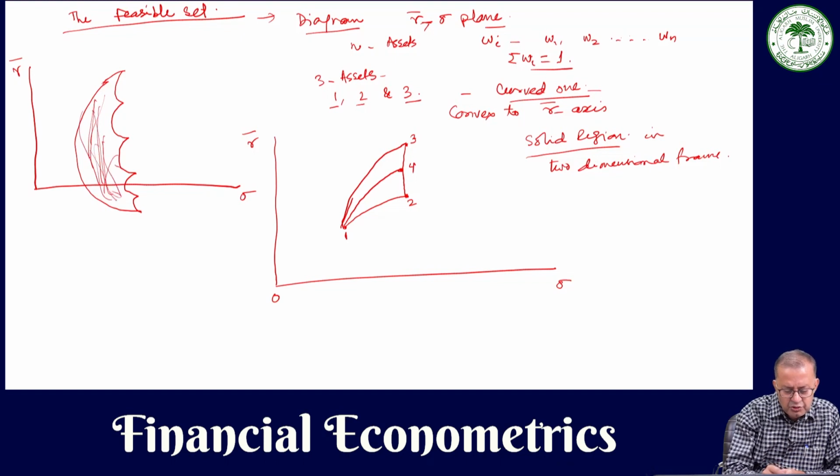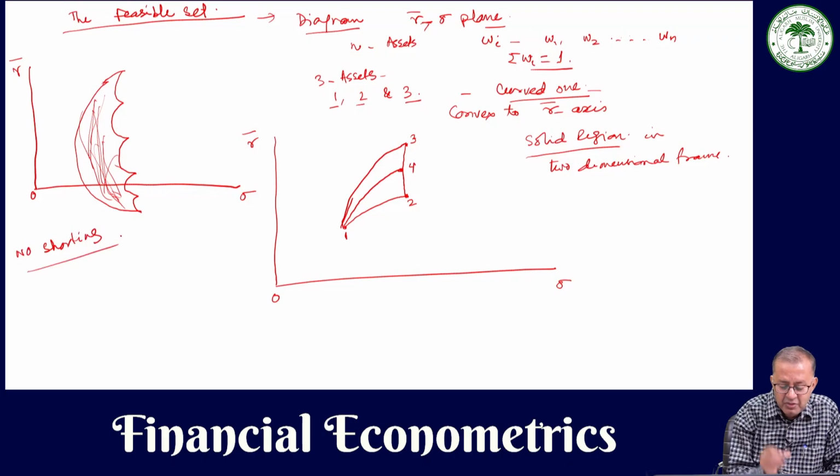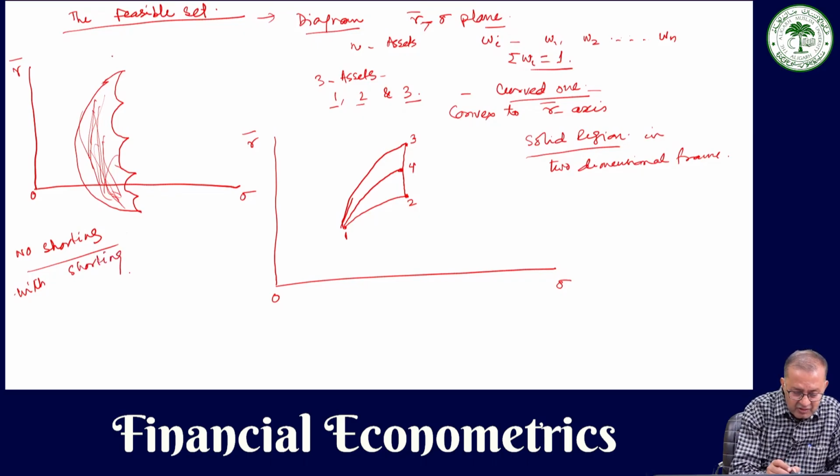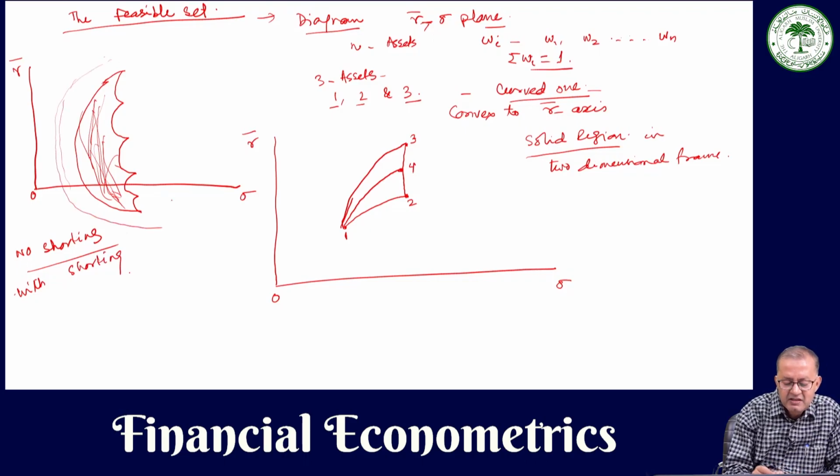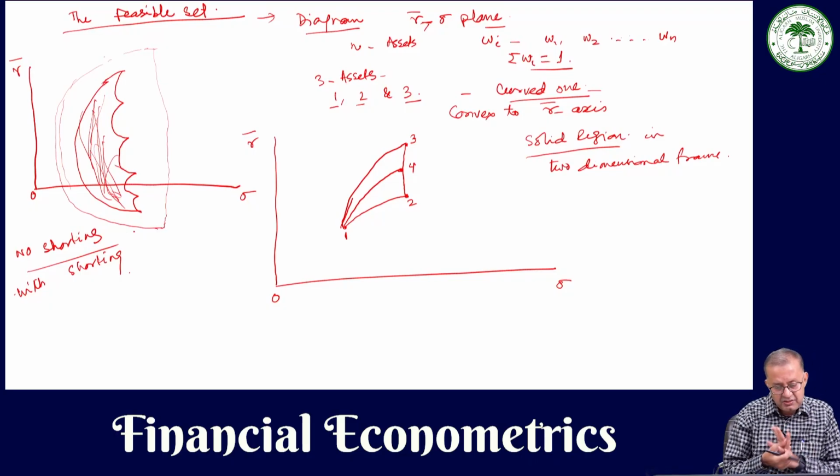So this is the case when we have this shaded region and no shorting is taking place, no selling is taking place. But with shorting, what will happen? In that situation, this will be covered by a shadow. This area will increase because some of the weights will be negative. So this area will increase, and with shorting, this will be covered by a shadow region. Clear? So this is all about the feasible set.